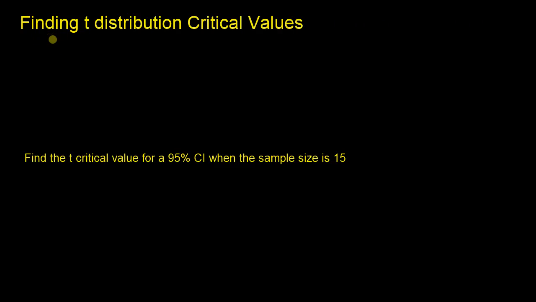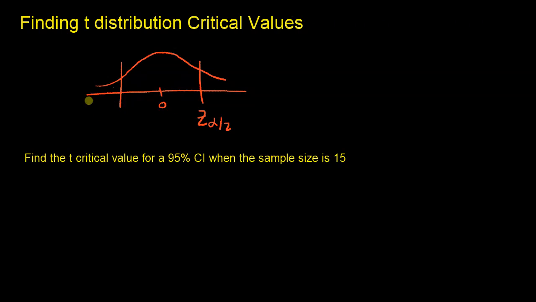In this video, we're going to discuss how to find critical values from the t-distribution. Remember, critical values from the standard normal, the distribution of z for example, centered on 0, were the values that separated the values of z that were likely from the values of z that were unlikely in the tails.